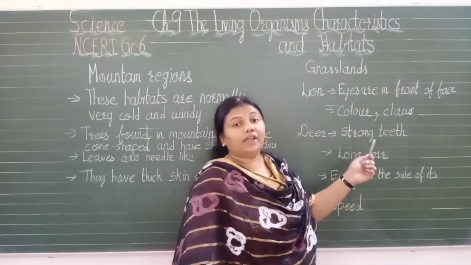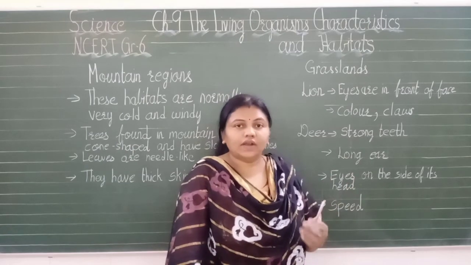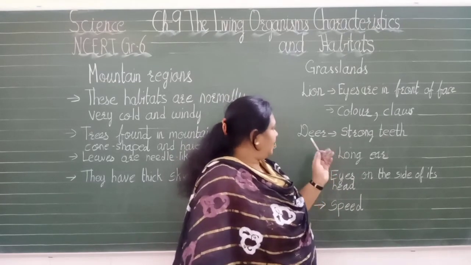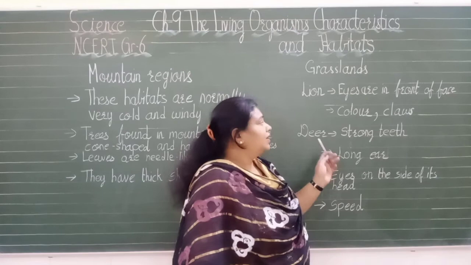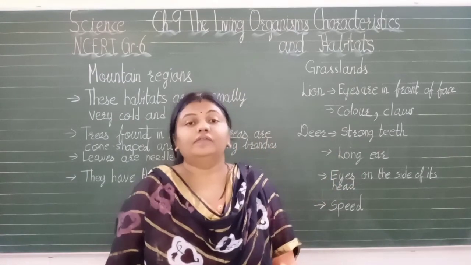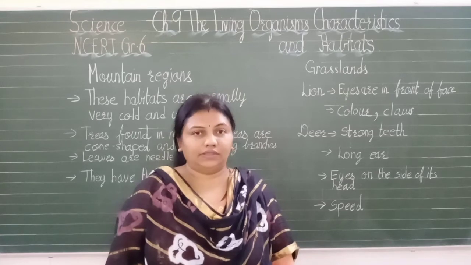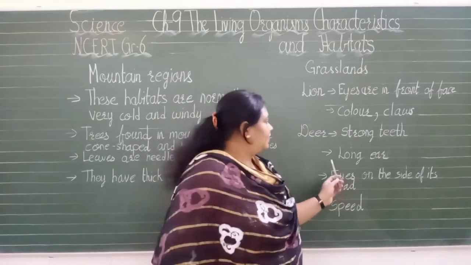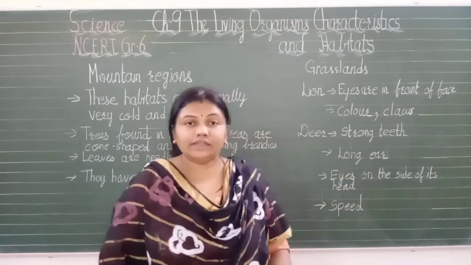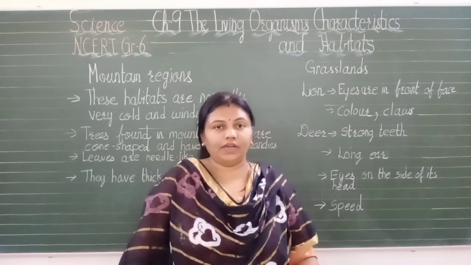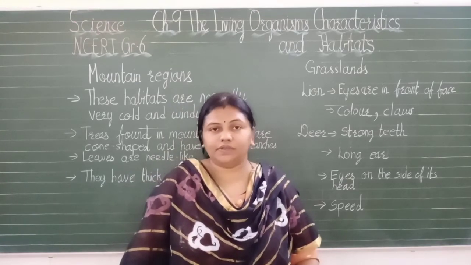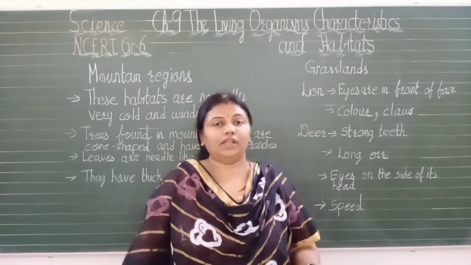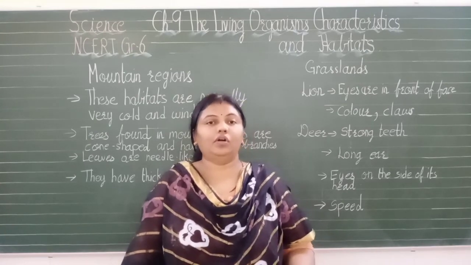Even the claws are withdrawn in the toes, so it can easily walk and also find the prey. Now what about the deer? Yes, the deer has very strong teeth which help it to chew the hard plants. Even the long ears, because it has to protect itself from the predator. It should not get hunted by other animals. It has to save its life. So it has very long ears which help it to notice the movement of other animals.